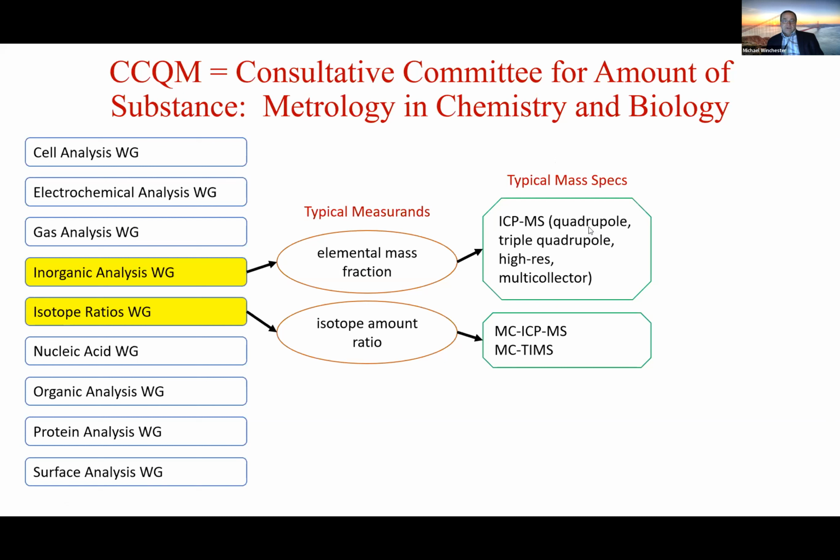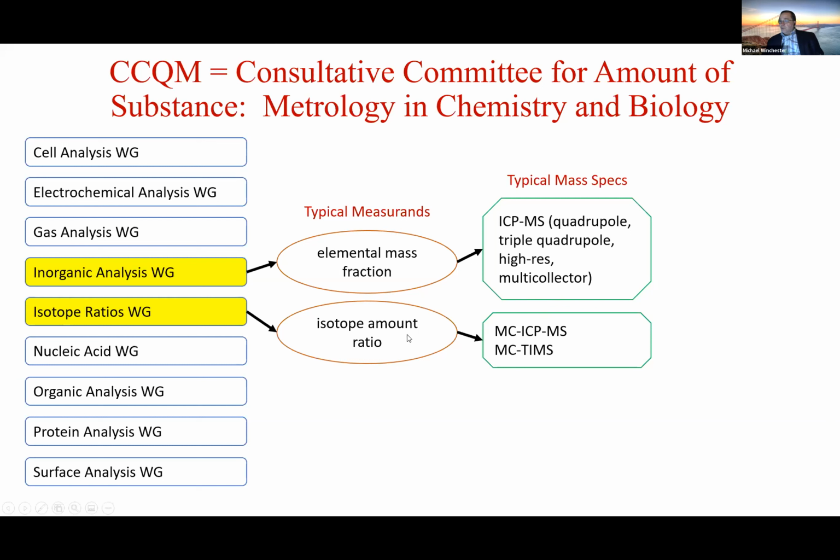Most of those nowadays come with collision cells or reaction cells to reduce isobaric interferences, but still, it's an old instrument, but it's still very useful. And you can actually still buy new ones of that sort, because it's a cheaper alternative to the others. Triple quadrupole is becoming more and more important. High resolution sector type instruments and multi-collectors are used in some cases, for example, for isotope dilution mass spectrometry.